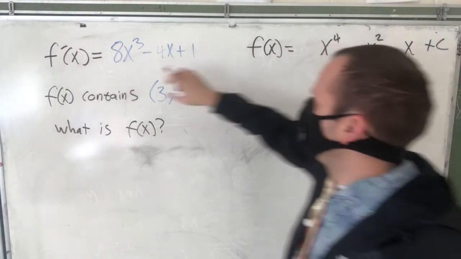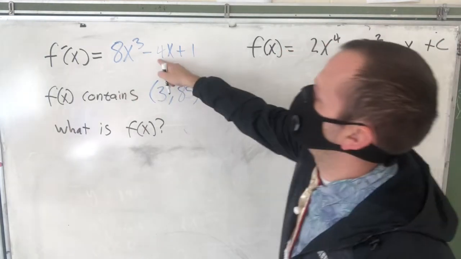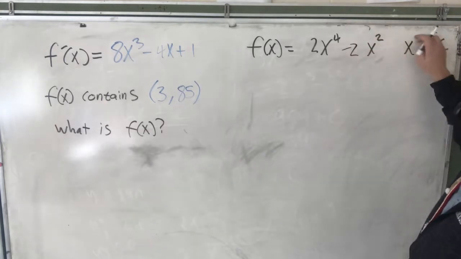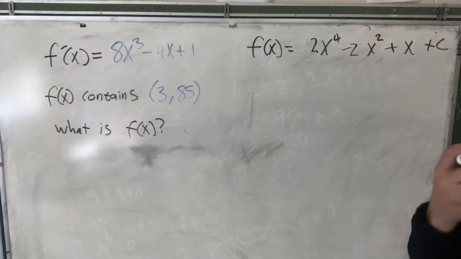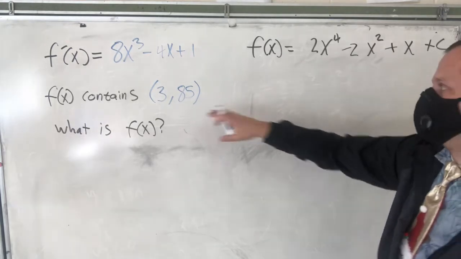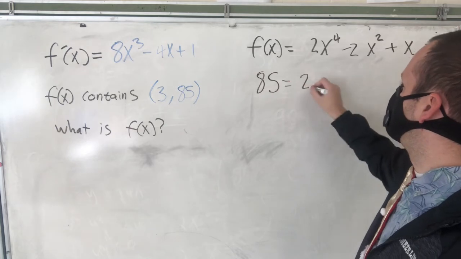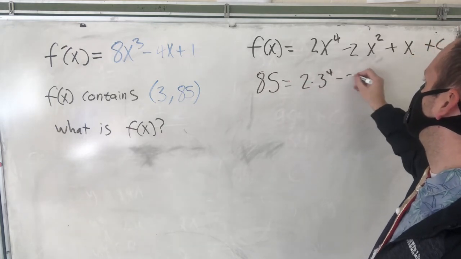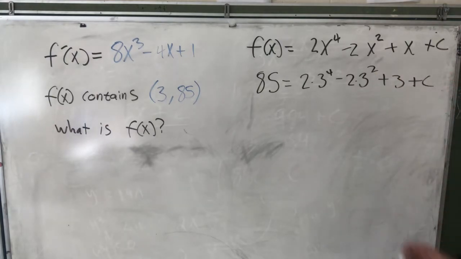All right, now I need to stop and think. 4 times what is 8? It's 2. 2 times what is negative 4? Negative 2. 1 times what is 1? 1. Cool. Well, we're that much closer. Now we just need to finish it off. We need to plug in these numbers. We've got 85 equals 2 times 3 to the fourth minus 2 times 3 squared plus 3 plus c.